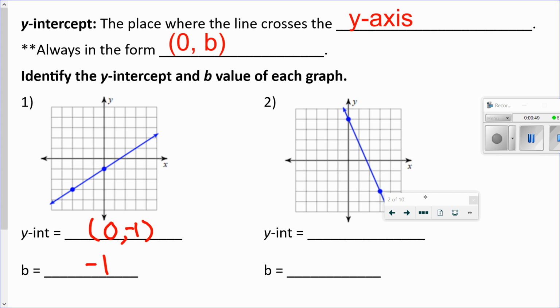Let's do this one. (0, ...) We have up 1, 2, 3, 4. So (0, 4). Our b value is 4.